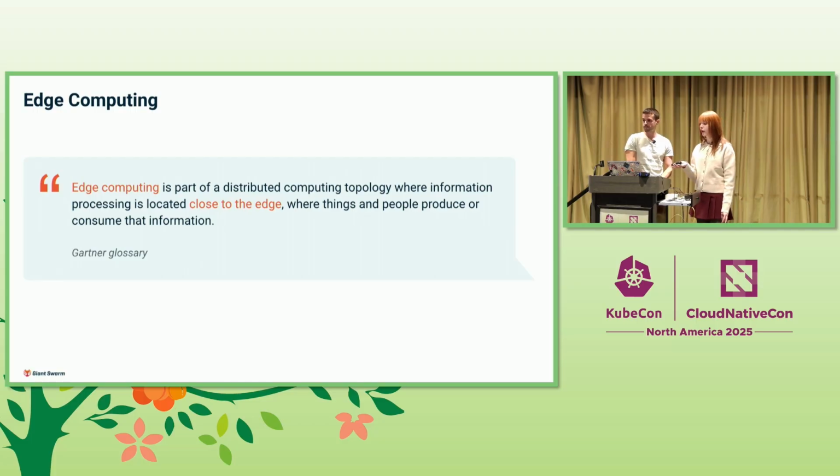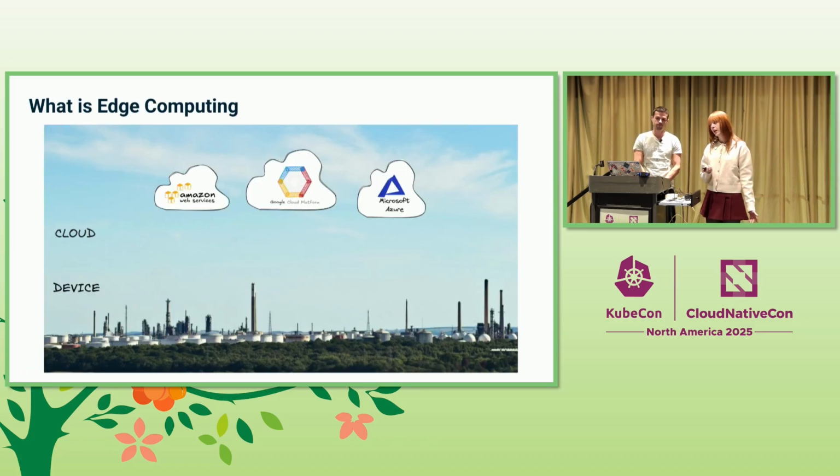According to Gartner's glossary, edge computing is part of a distributed computing topology where information processing is located close to the edge, where things and people produce or consume that information. So how does that look in practice? You can see here in this slide a factory at the bottom, and then you can also see a couple of clouds in the sky.